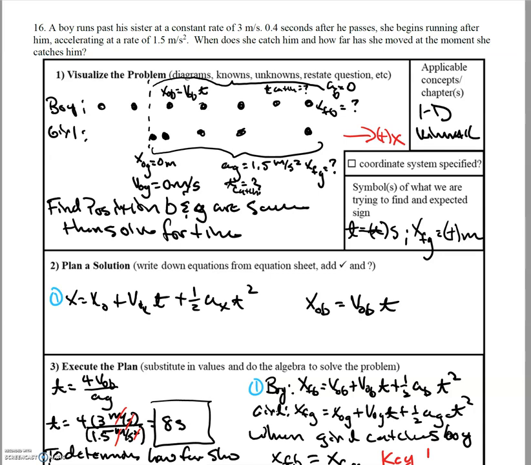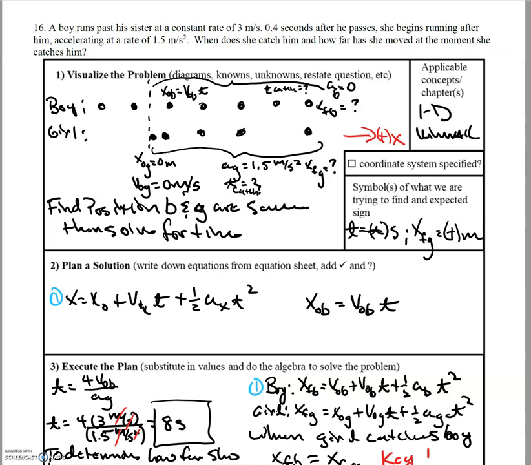All right, so moving on to the last couple problems. We've got 16: a boy runs past his sister at a constant rate of 3 meters per second. 0.4 seconds after he passes, she begins running after him, accelerating at a rate of 1.5 meters per second squared. When does she catch him, and how far has she moved the moment she catches him?